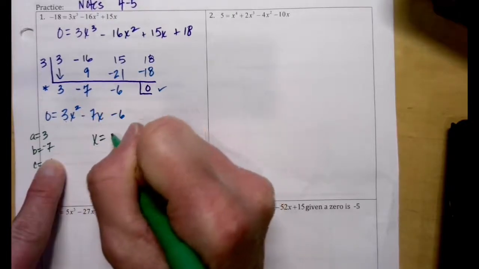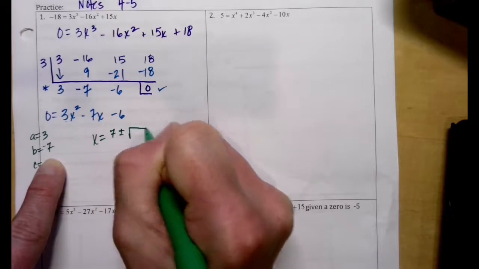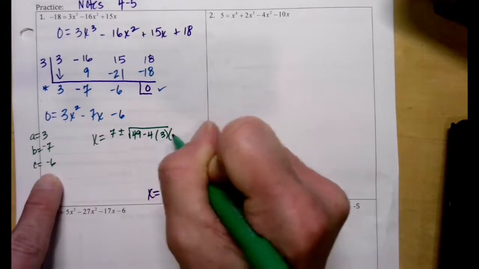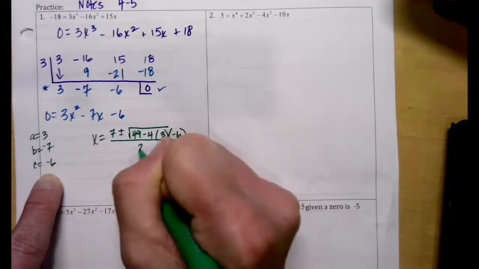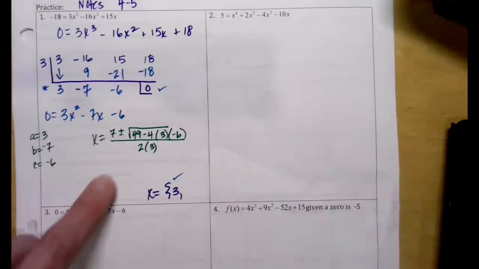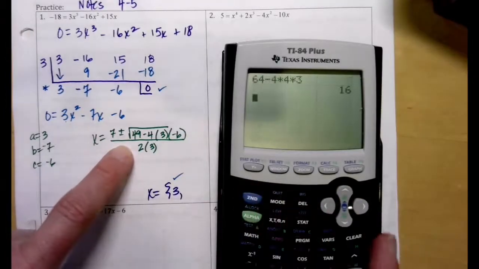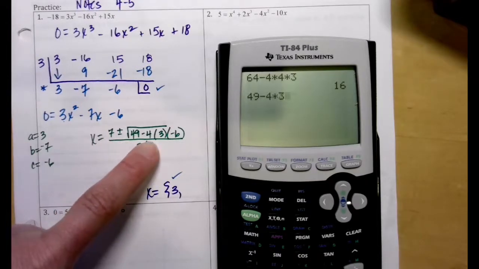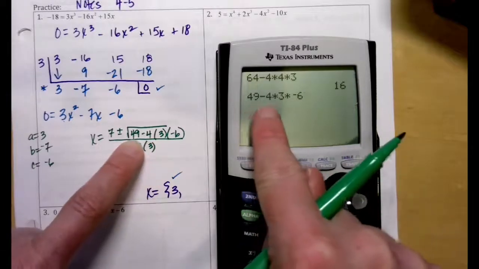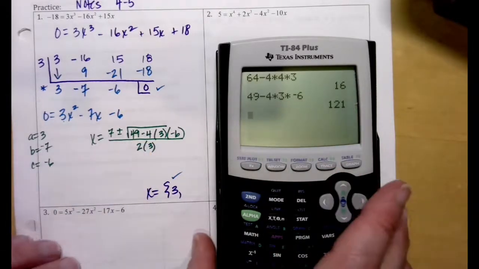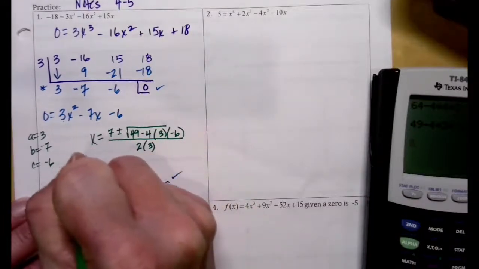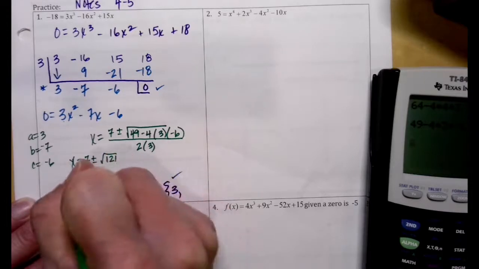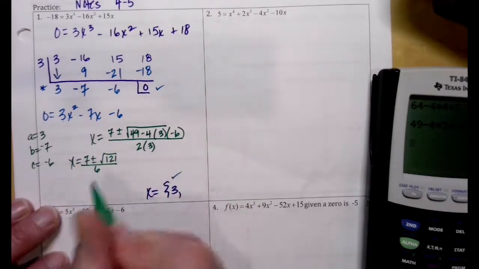All my x's are equal to the opposite of b plus or minus the square root of b squared minus 4 times a times c all over 2a. I'm going to jump right to my graphing calculator, and I'm going to type in my discriminant, 49 minus 4 times 3 times negative 6. Double check that I didn't hit any wrong keys. 121. Excellent. I had a funny feeling that was going to be a perfect square. 7 plus or minus the square root of 121 all over 6.